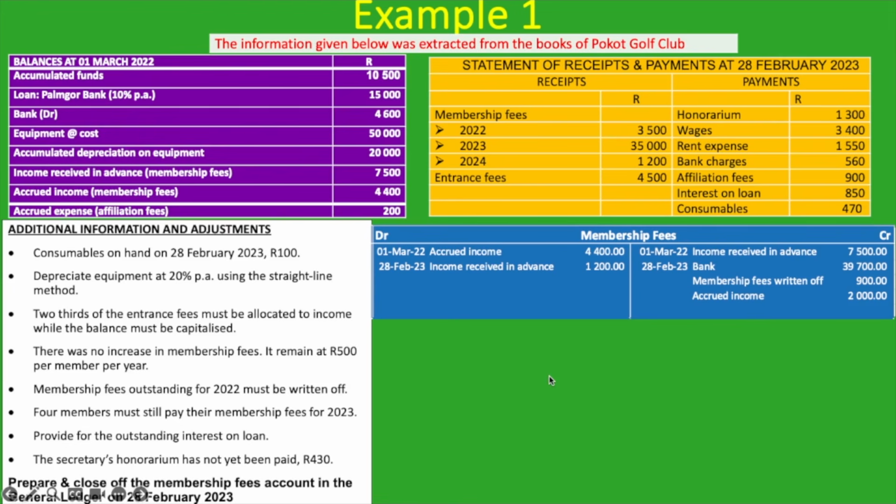Anything that we are missing? Well, let's read the additional information. Provide for the outstanding interest on loan. That has nothing to do with membership fees. The secretary's honorarium has not yet been paid. That has nothing to do with membership fees.